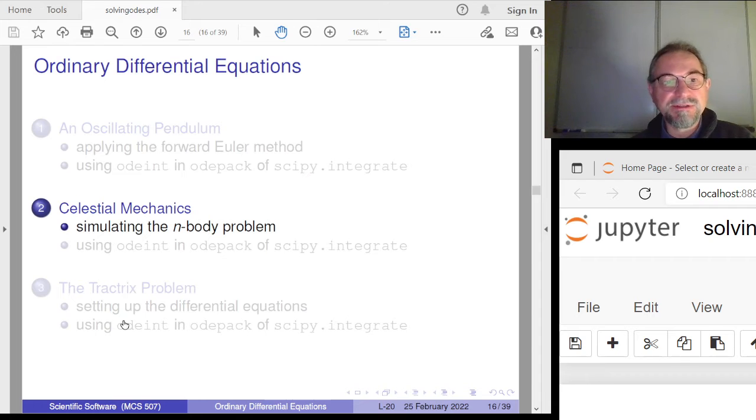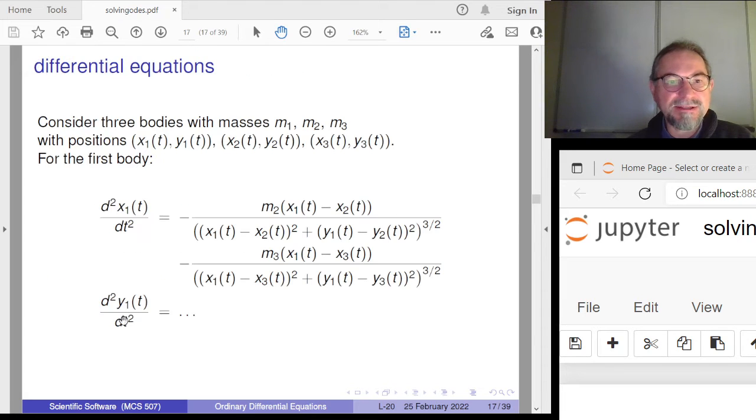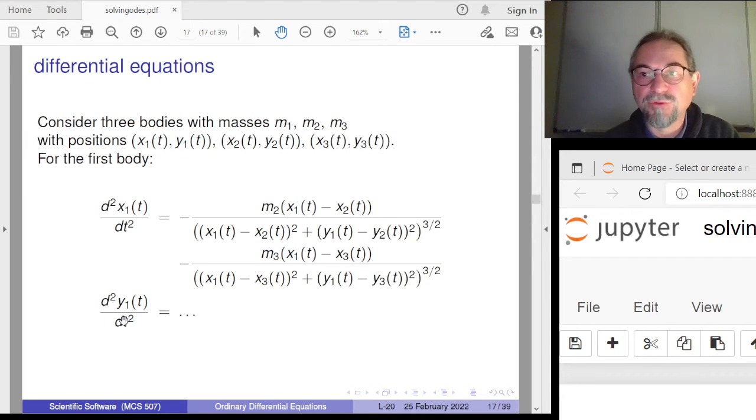The next example is less trivial. So let's look at a model from celestial mechanics. So we have three bodies. It's not in space, it's in the plane, to keep our model a little bit simple. But if you know how to write the equations for two variables, you also know how to write it for three variables. So the equations also are symmetric.